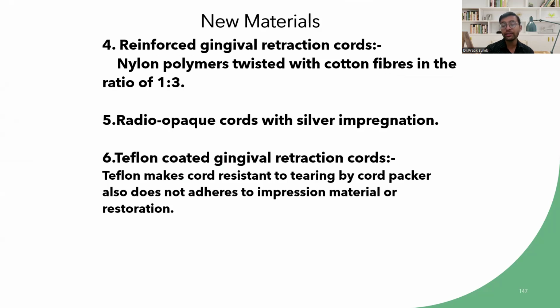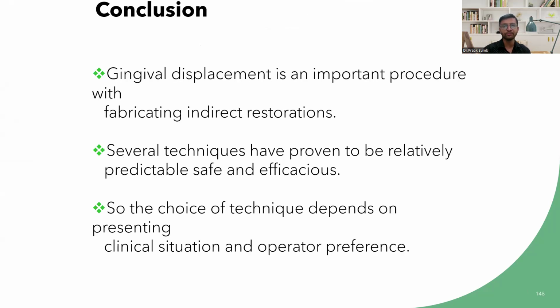There are reinforced gingival retraction cords, like nylon polymers twisted with cotton fibers in the ratio of 1:3. So it is not very soft and not very hard to place the cord inside. And there are radio-opaque cords with silver impregnation. Also, you can use Teflon tape for gingival retraction because it does not absorb water. It is very easy and resistant to tearing. Non-braided or braided cords may get stuck with your cord packers, but Teflon is way softer and you can twist it and turn it, and place it inside the sulcus.